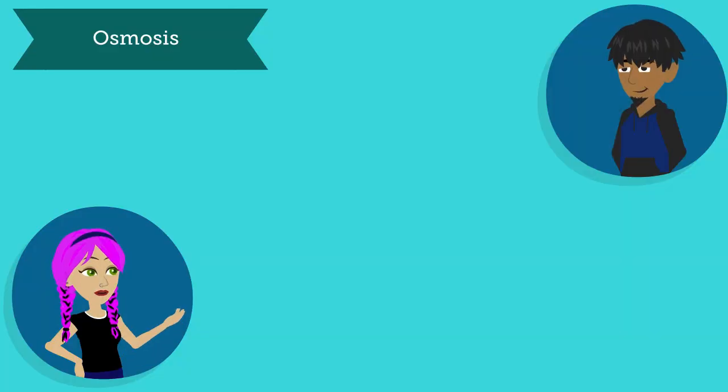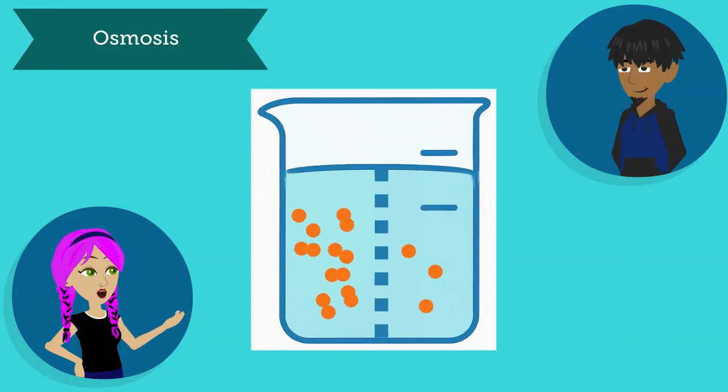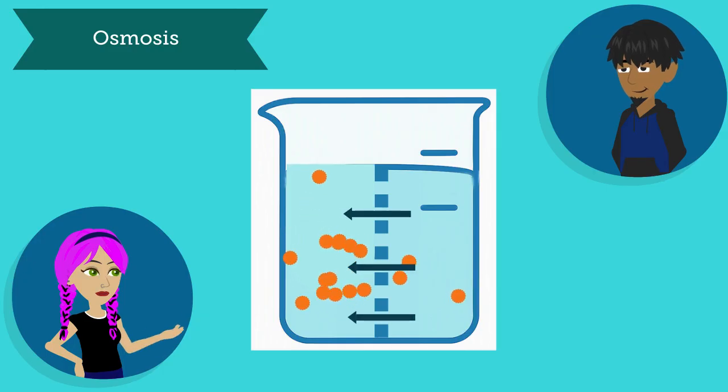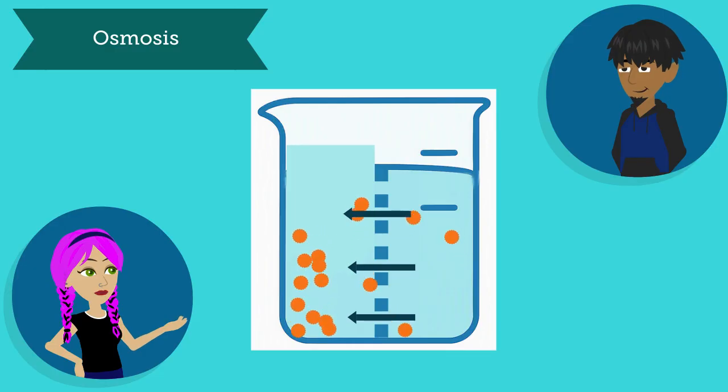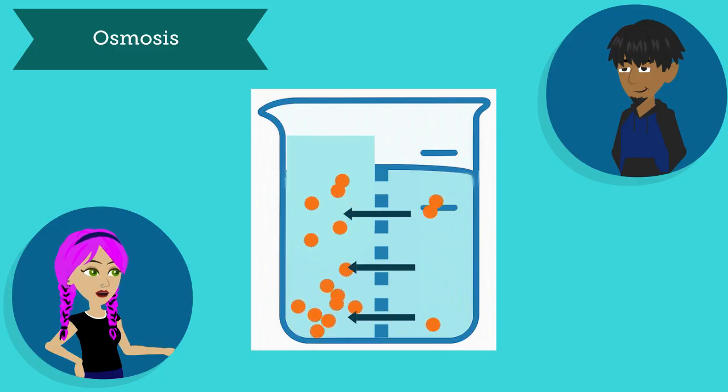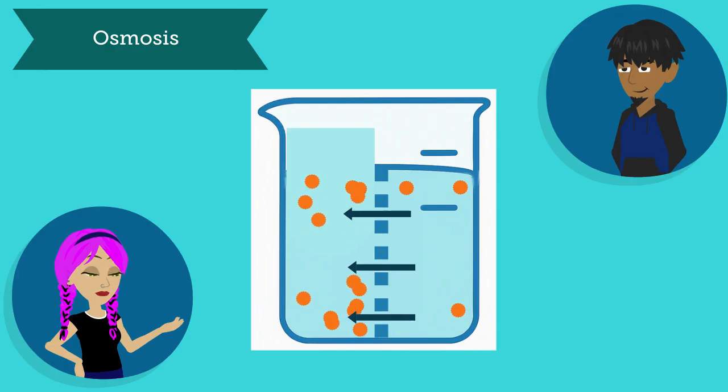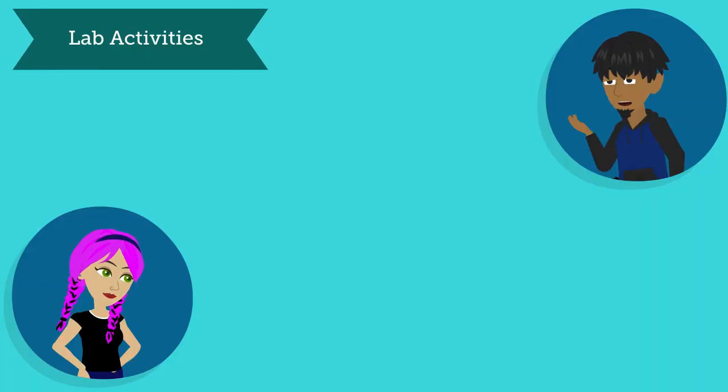Now for osmosis, the diffusion of water through a membrane. During osmosis, water moves from an area of high concentration to low concentration. This means that water will move toward the area with the higher concentration of solutes. To investigate osmosis, we will perform two different activities in lab.